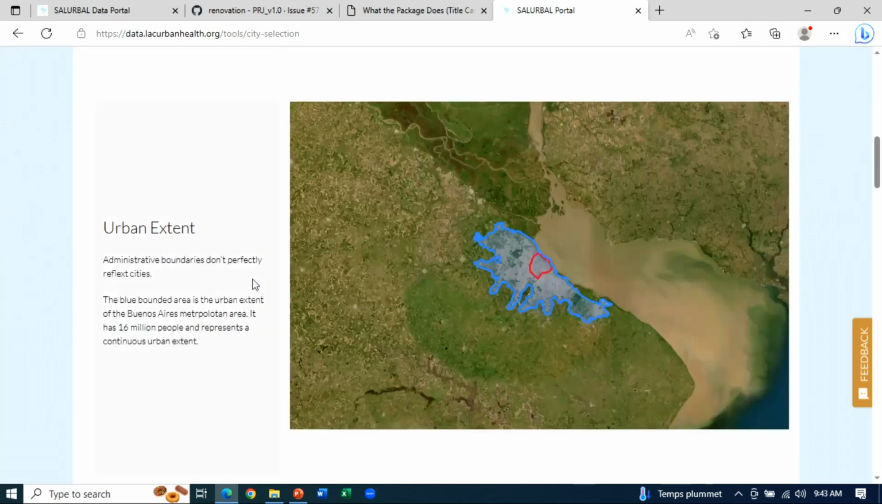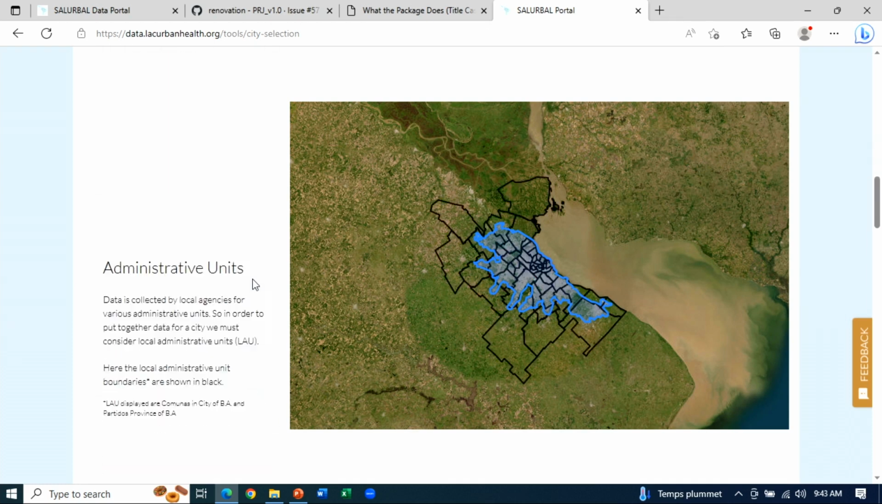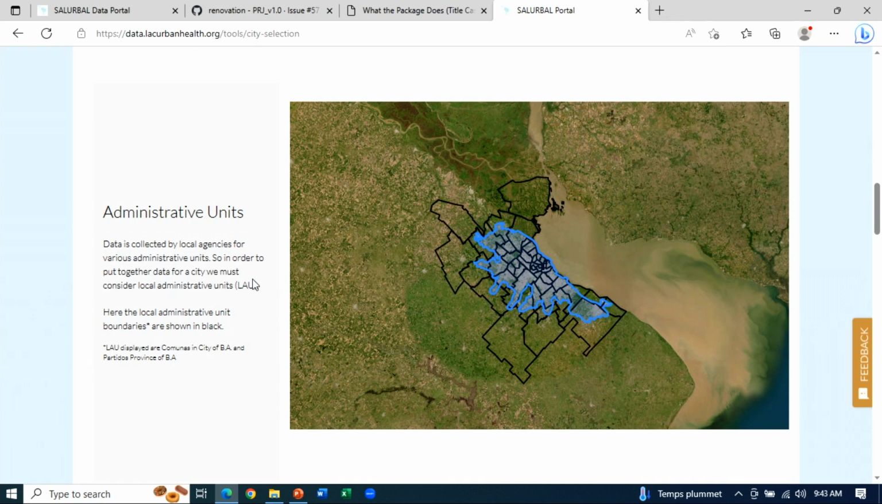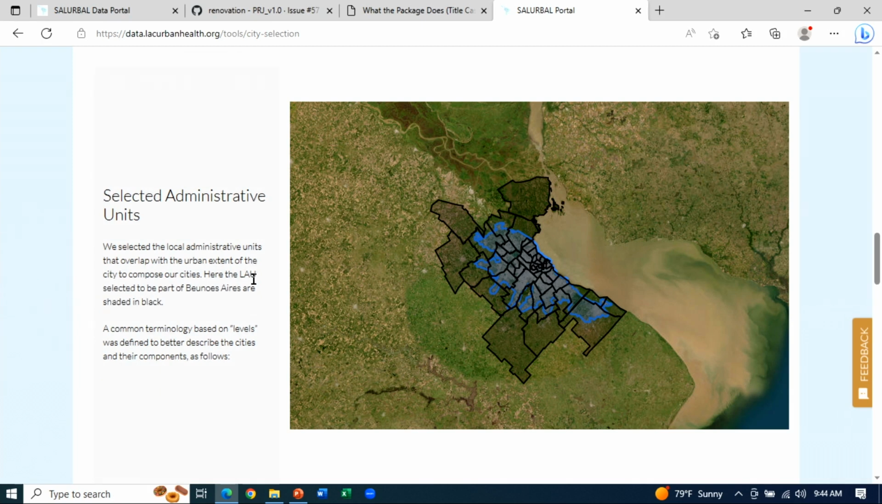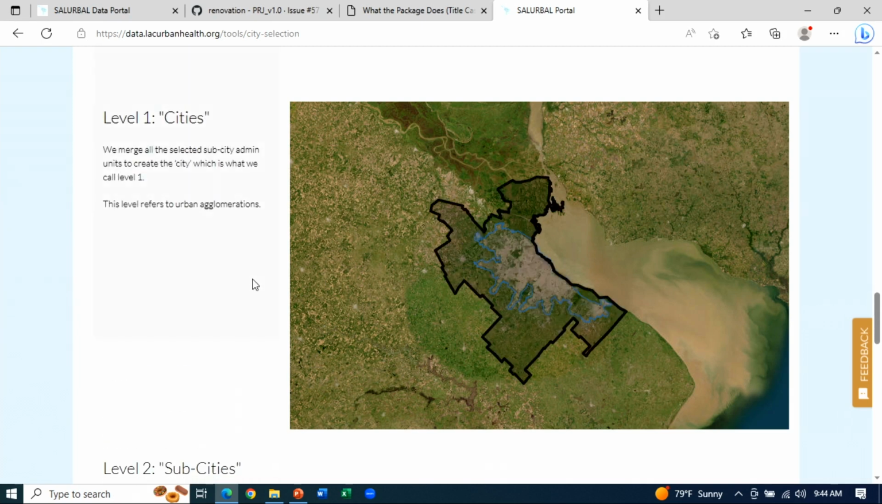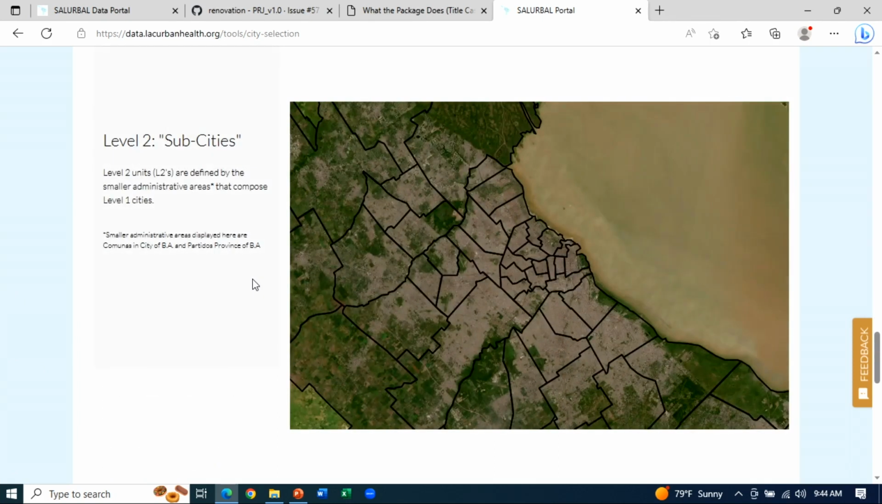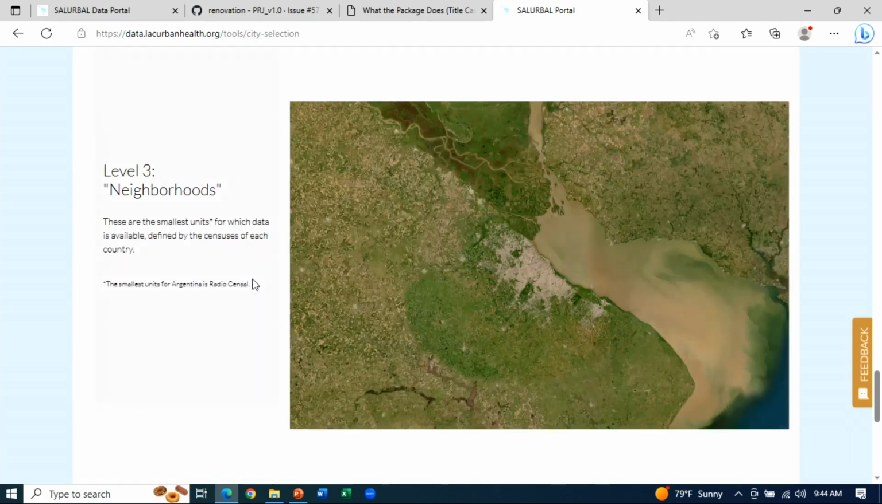And so we thought, let's look at the urban extent. We spatially mapped out where the city expands to, and then looked at each country's administrative units. For example, these black boundaries are Argentina's administrative units. Then we did some overlapping calculations to determine which of these administrative boundaries are the city. We selected those that overlapped with the urban extent, and this is how we define cities. We repeated this at the subcity level, which you can think of in the US as maybe ZIP code level, and then we've also done it at the neighborhood level.